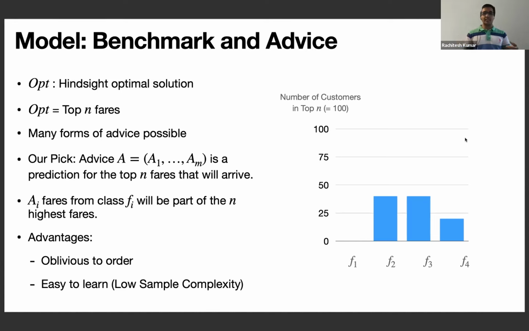The advantages of this is that it's oblivious to order. As long as you have A_i fares from fare class f_i, they may arrive in any order, and that it's easy to learn since you're only looking at frequencies. It has low sample complexity. An example of an advice, if your capacity is 100, might be 0 fares from f1, 40 from f2 and f3, and 20 from f4.